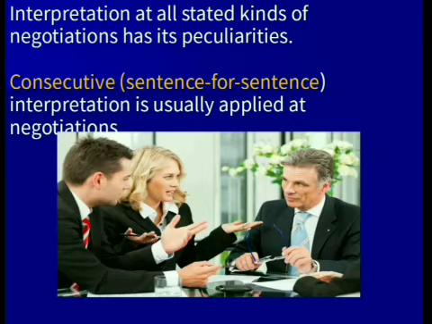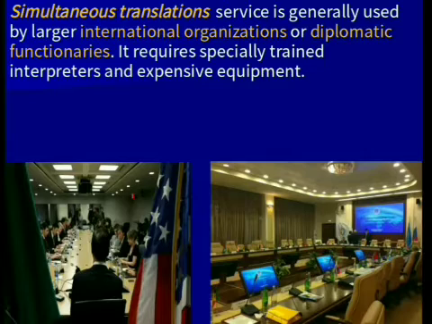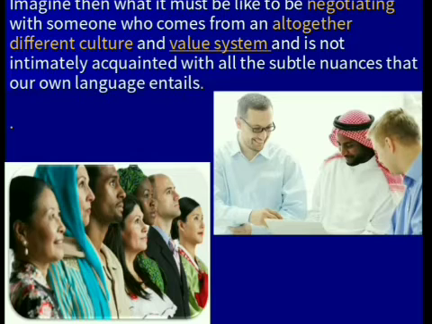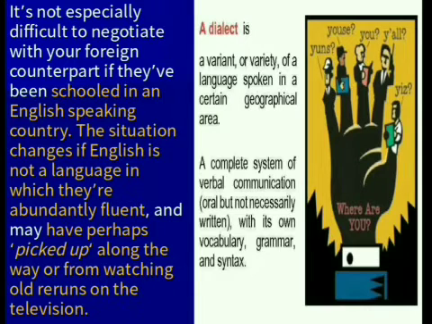When we speak about types of interpreters, consecutive interpreters are required especially because negotiations generally are held between private and business companies, while simultaneous interpretation is required in international organizations and diplomatic meetings. So business negotiations are often held in private, so consecutive interpretation is required. Negotiating can be within two different cultures, and the interpreter should get acquainted with the culture of both languages.